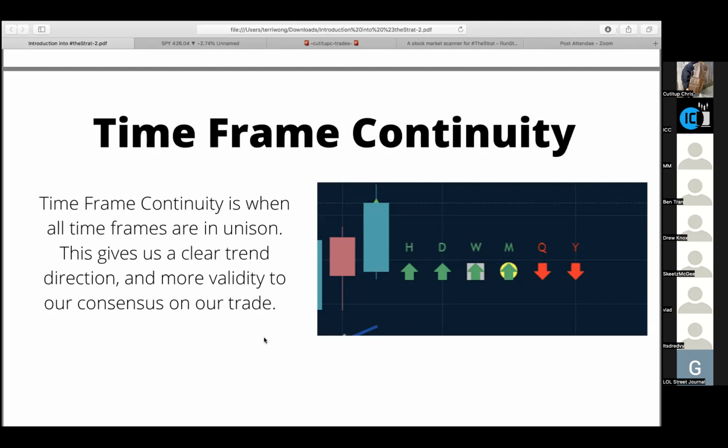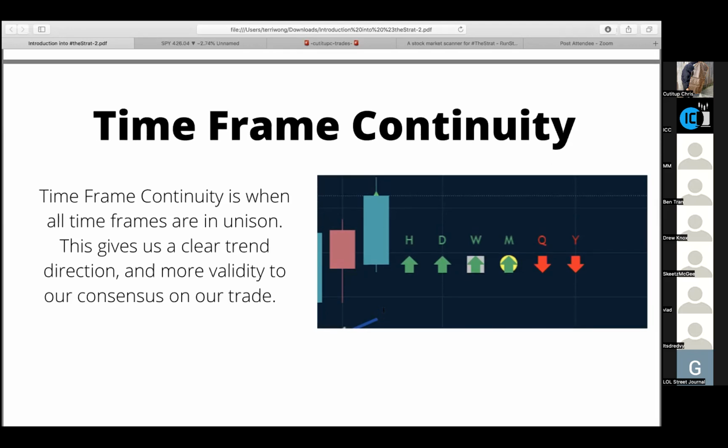So with time frame continuity, you want the time frames that you monitor to be in your favor. If I'm running calls, I want the daily to be two up and green. I want the hourly to be two up and green. I want the 30 to be green. I want the 15 to be green. You know what I'm saying? I want everything to be green because that shows me on all time frames we have buyers hitting the ask or whatever. We got buyers in there on all time frames hitting this thing.